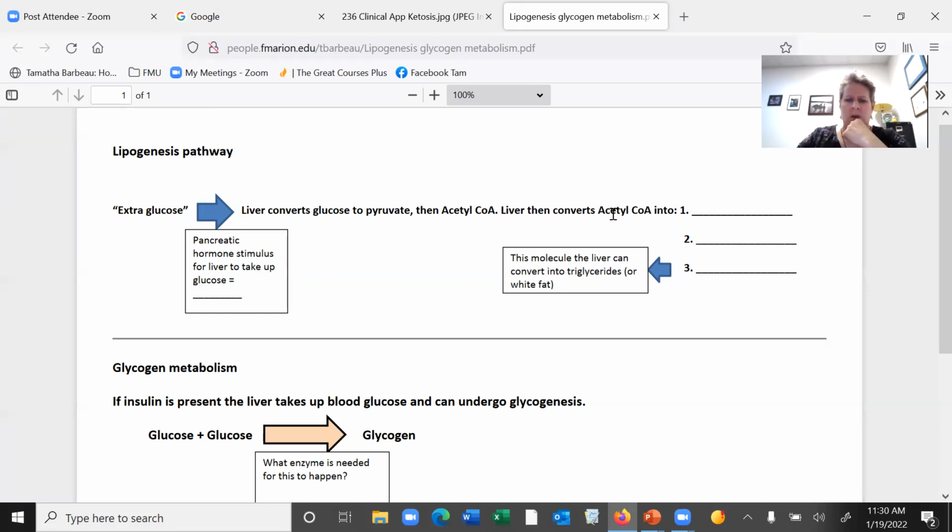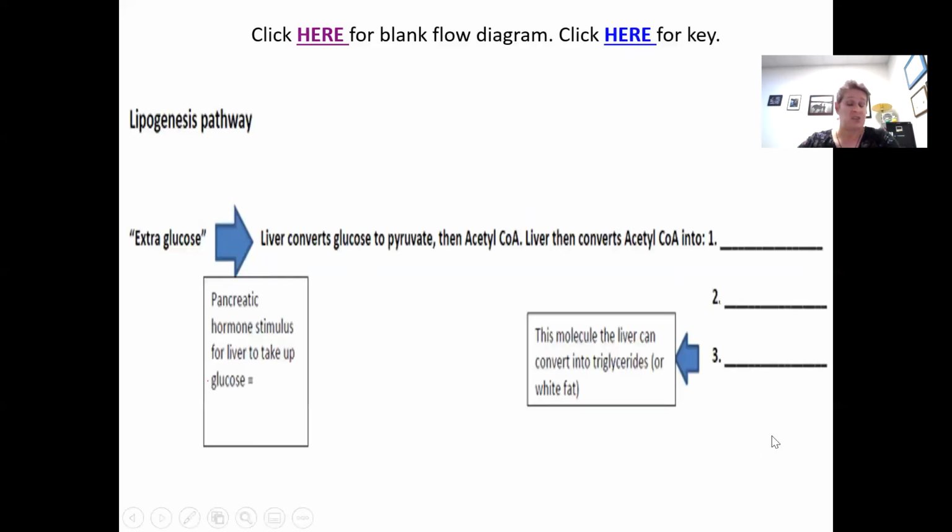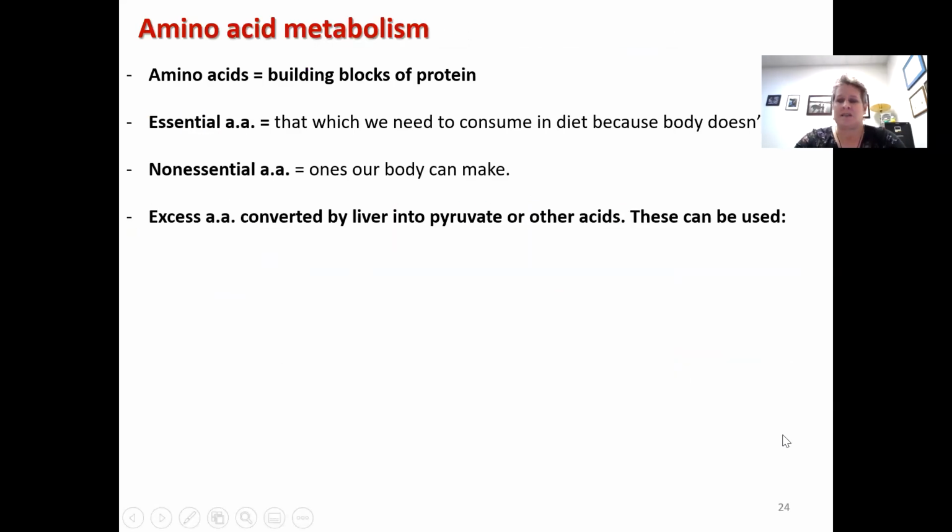And furthermore, if you go backwards through pyruvate conversion, acetyl-CoA becomes pyruvate. Pyruvate can go backwards through glycolysis to make glucose. Now we've made glucose from a non-carbohydrate source. That's called gluconeogenesis.